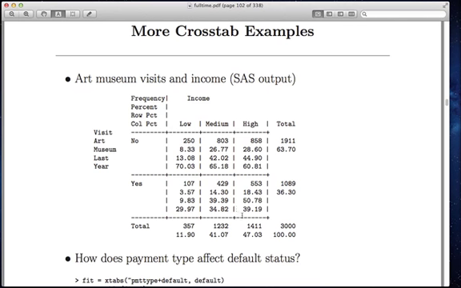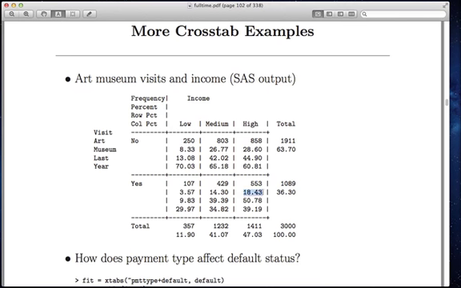It wouldn't hurt us to go through a few more of these percentages. What is the interpretation of 51%? Maybe you should just pause the video and write down the answer. The answer is 51% of people who go to art museums have high income.